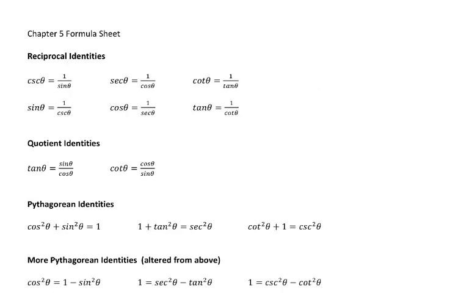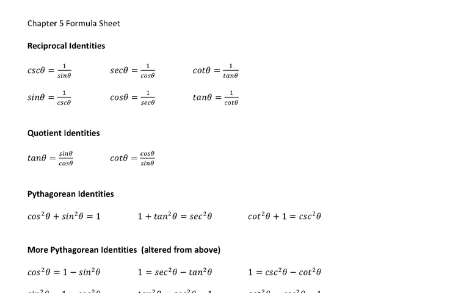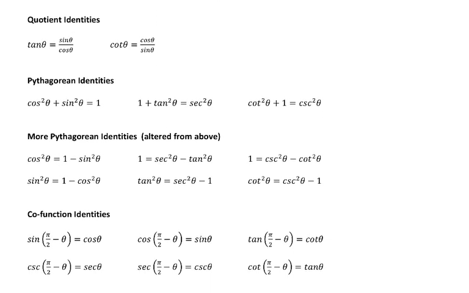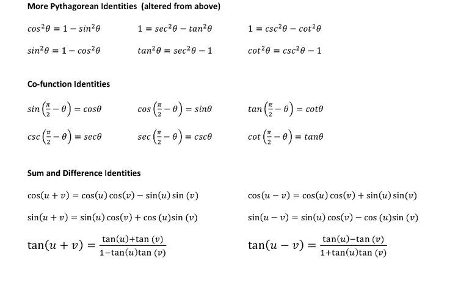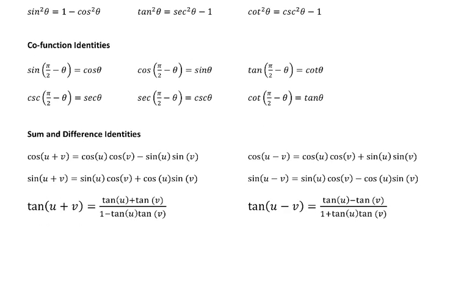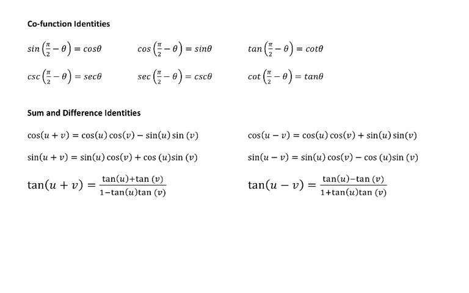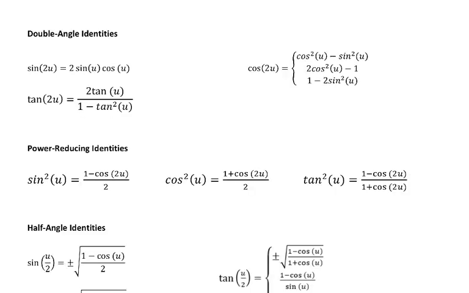And so again, taking a look at our formula sheets, so far we've done reciprocal identities, quotient identities, Pythagorean identities, more Pythagorean identities because I altered them, cofunction identities, sum and difference identities, which we just did in our last one, and now we're on to double angle identities, so each of these is listed there.